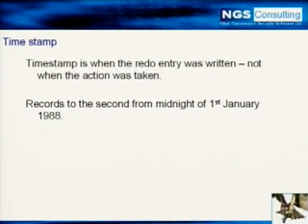So we already mentioned the timestamp is when the redo entry was written. It's not when the action was taken. How is time recorded in the redo log? Well, it's basically the number of seconds from midnight, 1st of January, 1988. I don't know what's special about that date, but what's interesting is if you set your computer clock to a date before that, Oracle 10G will stop working.